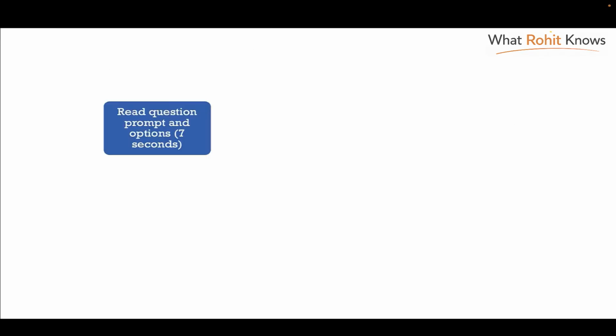The very first step is read the question prompt and the options. You have 7 seconds before which the audio will start playing. Use those 7 seconds to have a quick glance over the question and over the options. What that does is it gives you some idea about what you are going to listen for. So you listen to the question, you note down some keywords in your mind, you look at the options. So it also puts you in the frame of mind to where you know what's the information that you are looking for from the audio.